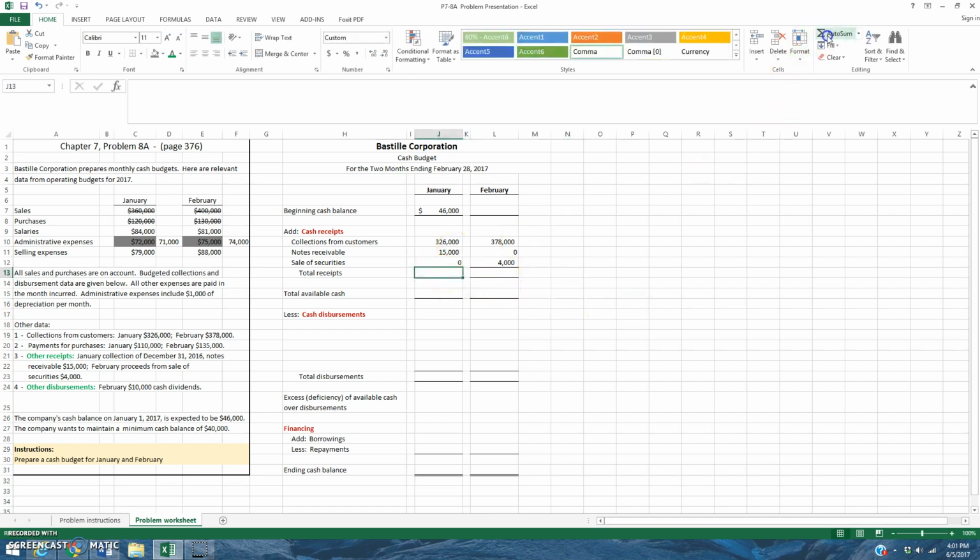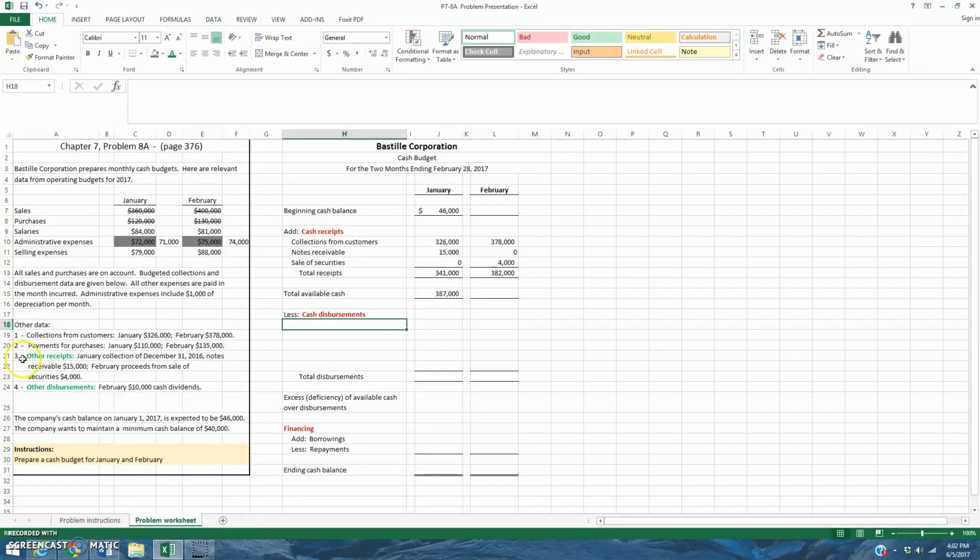After that we can total up both January and February's cash receipts, and then we will find our total available cash for January. And to do this, we add our beginning cash balance to our total cash receipts, and we get $387,000.